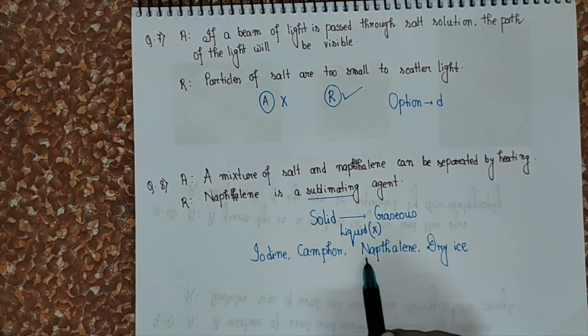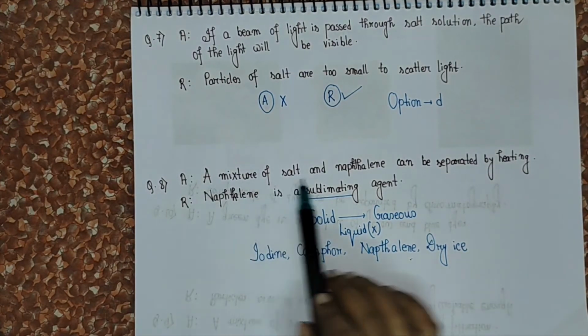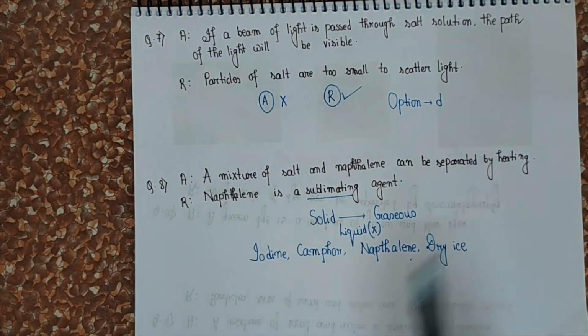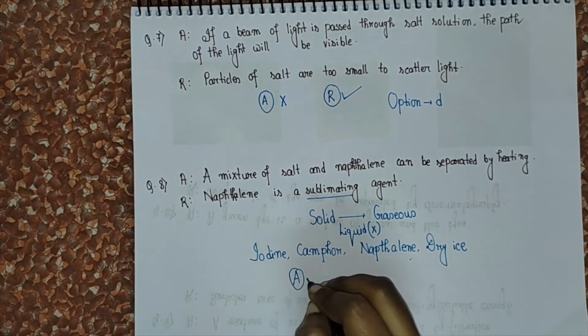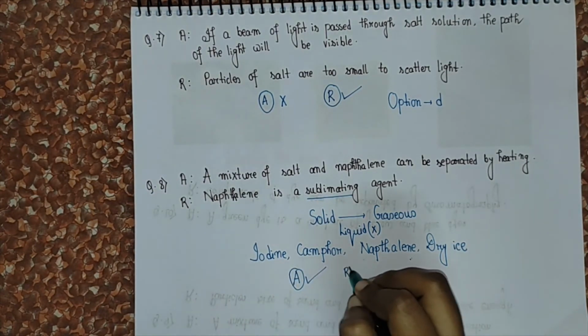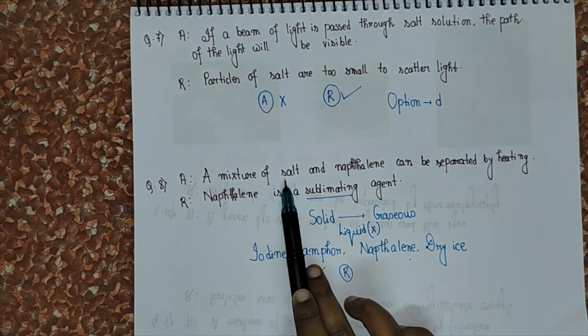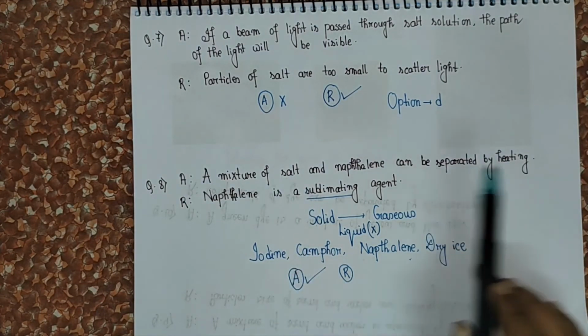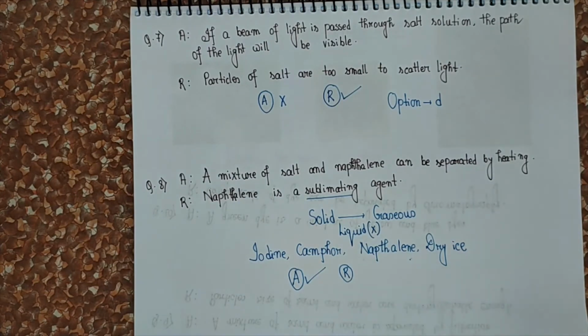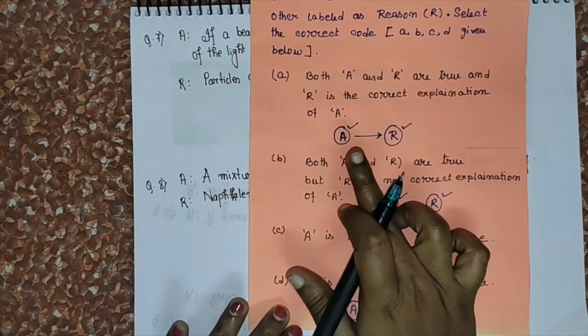And this naphthalene ball, naphthalene balls we often use in our wardrobes. A mixture of salt and naphthalene can be separated by heating also. So the assertion is correct here. And the reason, because naphthalene is a sublimating agent, the common salt NaCl is not a sublimating agent. This will be left behind in the container, and if we heat it, the naphthalene balls will be directly converted into gaseous state. So this is how we can separate them. So the reason is also correct, and the reason is the proper explanation of the assertion also. So which option will we choose? We will choose option number A.